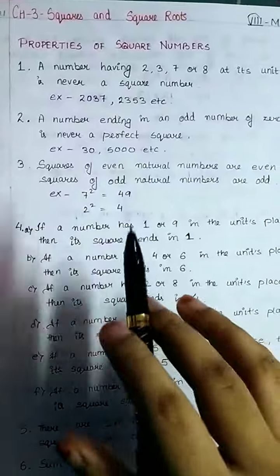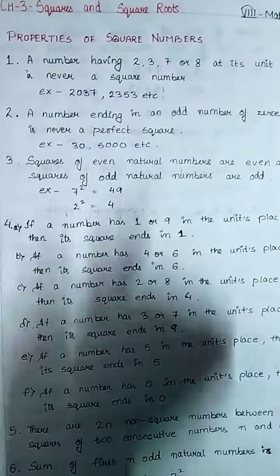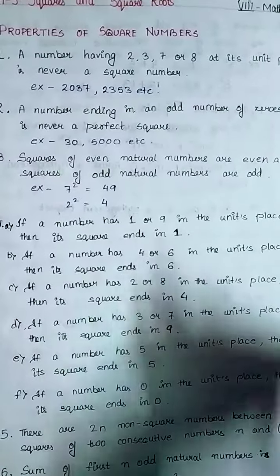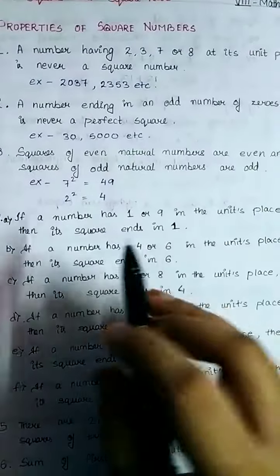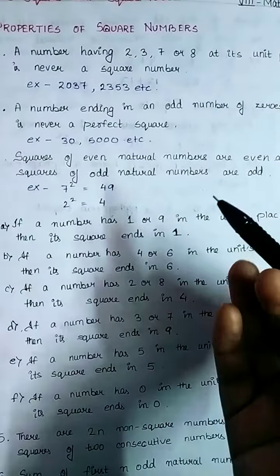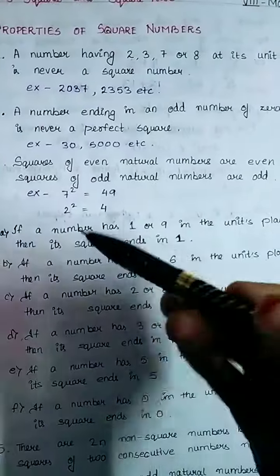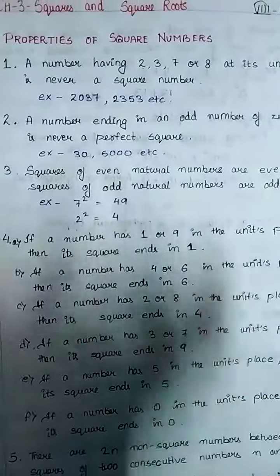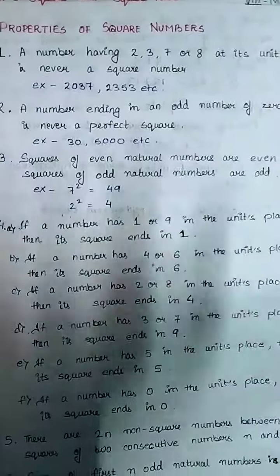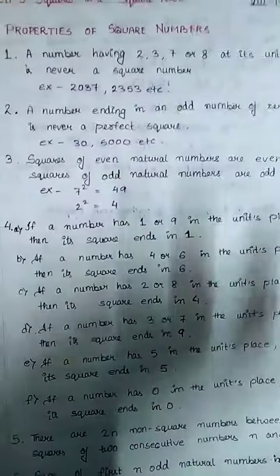Property number 3. Squares of even natural numbers are even and squares of odd natural numbers are odd. When you find the square of 3, you get 9. When you find the square of 7, you get 49. The unit digit is odd because the number is odd. When the number is even, 2 squared is 4, 4 squared is 16. Here the ending digit is 6, which is again even. So squares of even numbers are always even and squares of odd numbers are always odd.